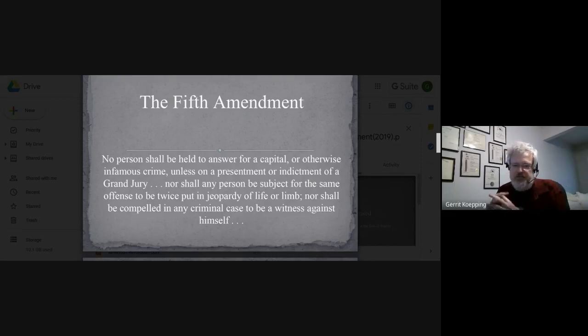Nor shall any person be subject for the same offense to be twice put in jeopardy of life or limb. Now we call this the double jeopardy protection. And lastly, nor shall any person be compelled in any criminal case to be a witness against himself. And this is the prohibition against self-incrimination. So these are the three legal protections that we find in the Fifth Amendment.